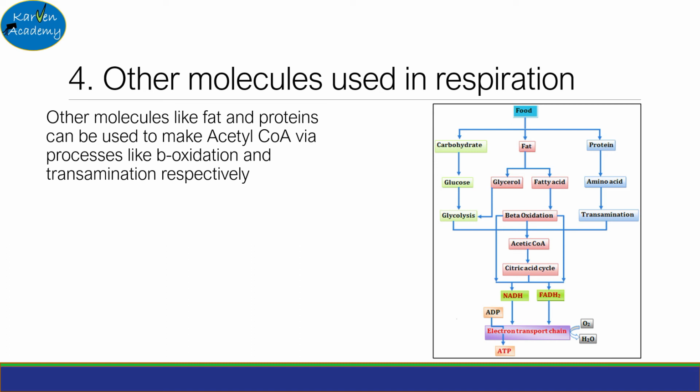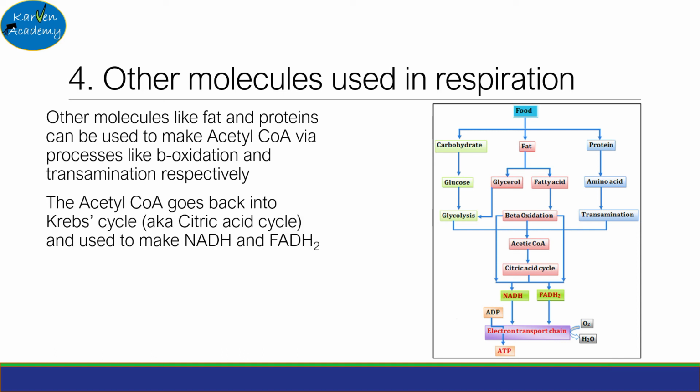Okay, a thing to know at A-level is that other molecules can be used as substrates for respiration, such as fats and proteins. This is why if you don't eat carbohydrates the so-called keto diet works, because if you don't burn the carbohydrates, you start burning fat and the proteins. The fat can be used to make acetyl-CoA by a process called beta oxidation, and the same can be done with proteins via a process called transamination. However, don't delve too deeply as you don't need to know the details. The acetyl-CoA made goes back into the Krebs cycle, also known by its older name as the citric acid cycle, and the process starts once again.